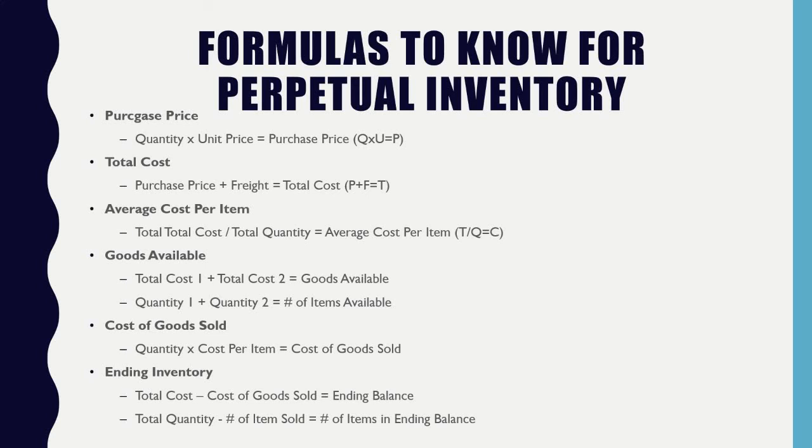So everything's the same except for one thing, the average cost per item, and that's the one that we're going to be focusing on calculating every single time we make a purchase and every single time we sell an item, okay?